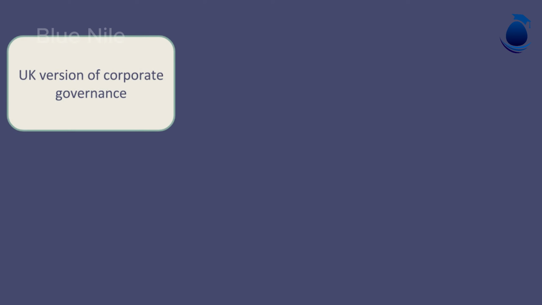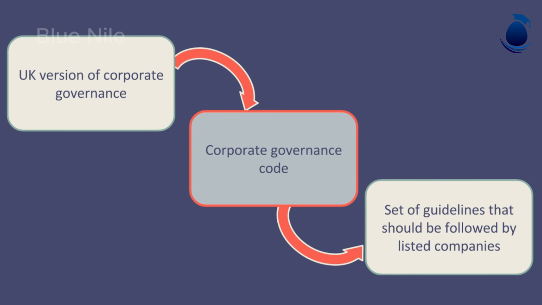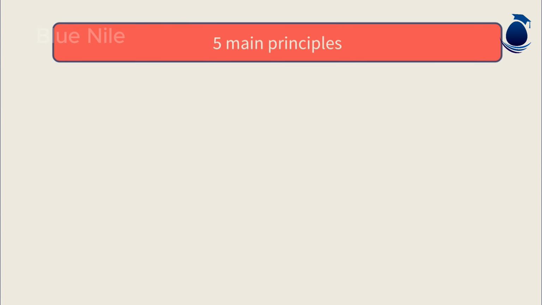Globally, there are variations on corporate governance. We are going to focus on the UK version, which is the Corporate Governance Code. The Corporate Governance Code is a set of guidelines that should be followed by listed companies. Many non-listed organizations also follow them as they are deemed best practice. The code gives us 5 main principles.